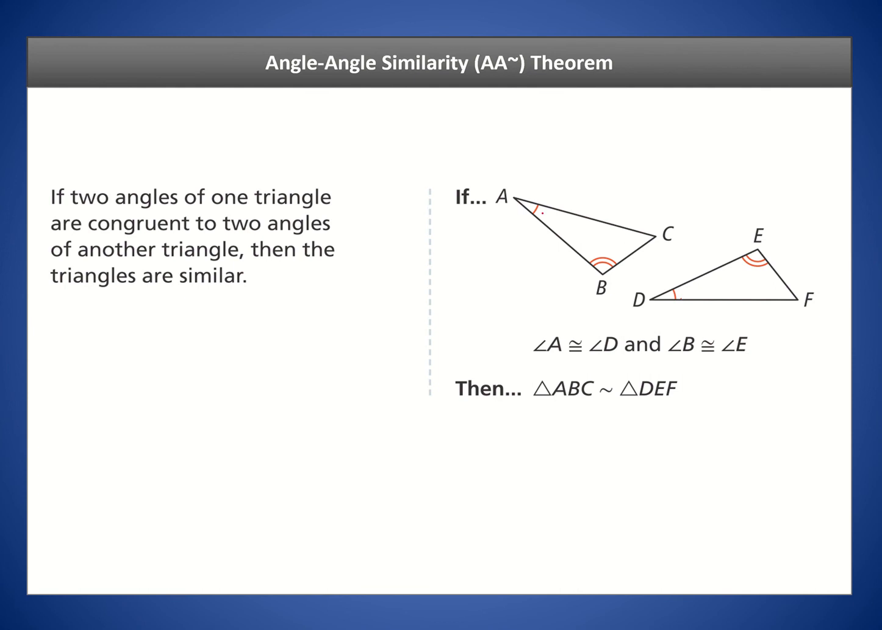So you can see that if this were, for example, 30, and this were 80 degrees, then we can clearly tell that this angle is going to be the same for both triangles because they have to add to 180. So if we know two angles, then we know that the third angle is the same for both triangles, and therefore we can establish similarity.